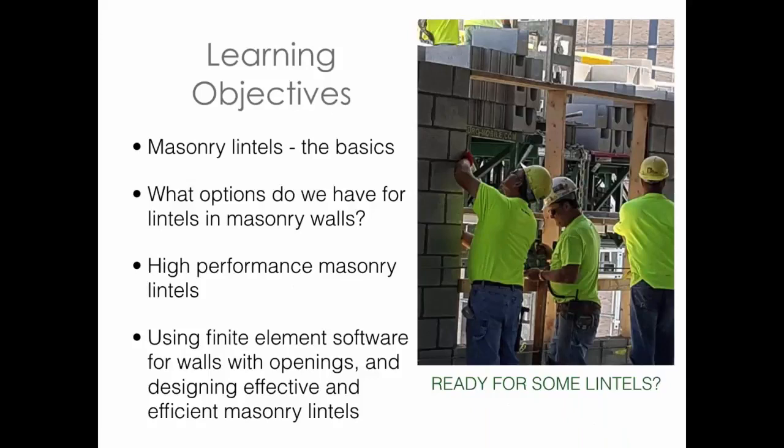So, masonry lintels. We're going to talk about some of the basics. What are the options that we have for lintels in masonry walls? It's not just steel. We do have a lot of different options and a lot of different variations within those options. High performance masonry lintels: why that makes the wall better, the lintel design better. It really does make a lot of things better. And I think there's probably only one reason, and we'll talk about it, why you would ever switch away from masonry lintels. And we're going to talk about how we've solved that problem in the last couple of years.